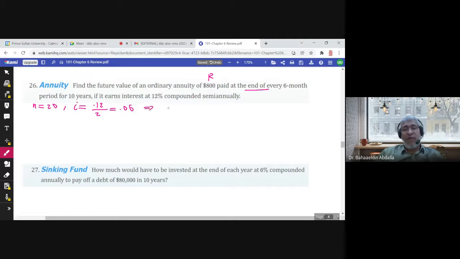The future value is equal to R times 1 plus I, so 1.06 to the power n, okay, 20, 1 plus I to the power n minus 1 over I, because it is an ordinary annuity. And the answer would be, if you use the calculator, 29,428.47.